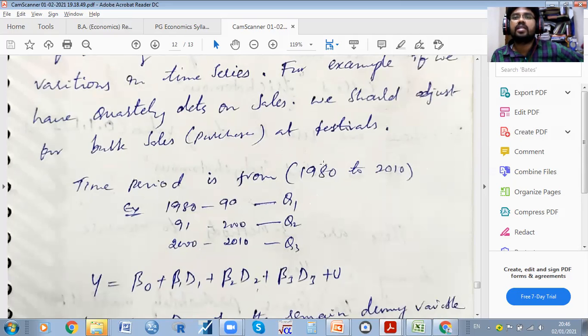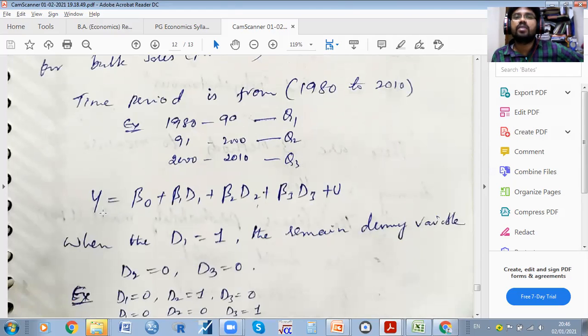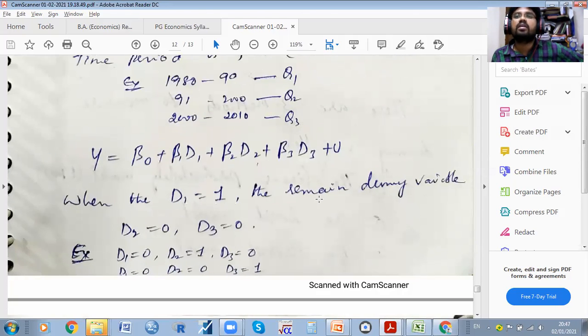If you take this kind of quarterly data, you can write an equation: y equals beta 0 plus beta 1 d1 plus beta 2 d2 plus beta 3 d3 plus u. So for particular years, you have to take dummy variables. What is the presence and absence? d1 is a dummy variable: d1 equal to 1 means presence of the season, and d1 equal to 0 means absence of the season.